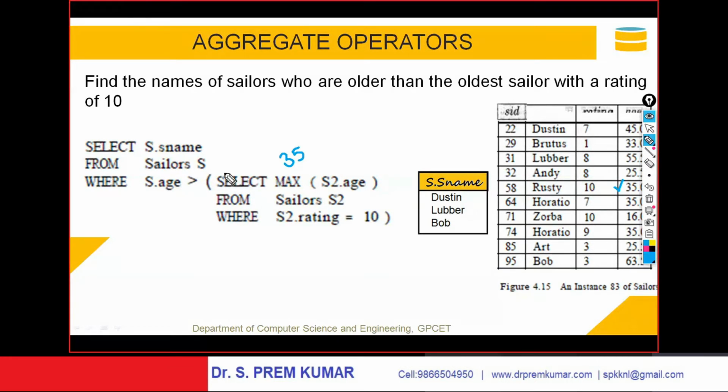Now this entire inner query is nothing but 35. Select name from sailors where age is greater than 35. Greater than 35 is Dustin, Lubber and Bob. The output is Dustin, Lubber and Bob. This is the output of the program.